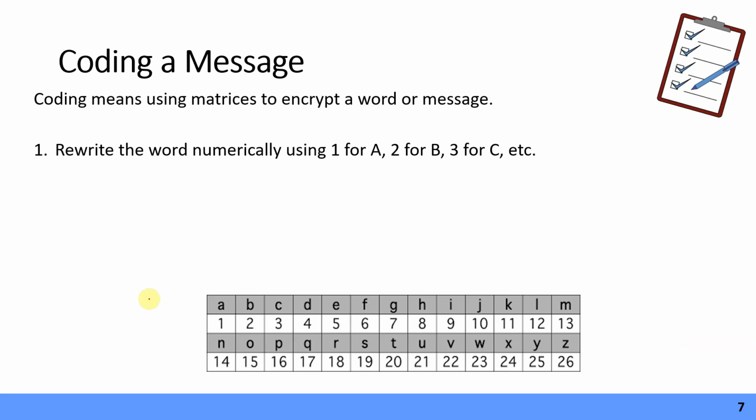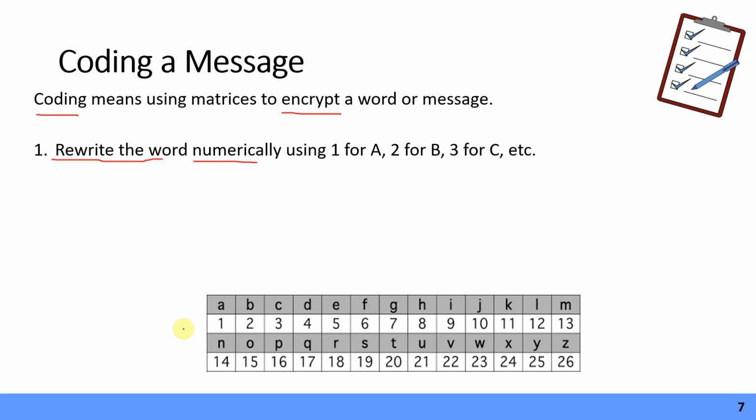So in case you didn't know, coding means when you encrypt a message. So if I want to encrypt a word, it means that from letters, I convert it into numbers. And nobody can find out what the message says unless I provide them with additional information. So this is what we're going to do. When you have a message that you want to code, first thing you're going to do is you have to rewrite your word into numbers. So you're going to rewrite the word numerically.